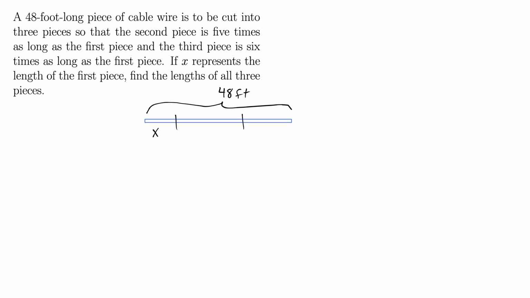Let's see. Okay, so we have the second piece, 5 times as long. So the second piece is 5 times as long as the first piece. So I'll write 5x there. All right, moving on. The third piece is 6 times as long as the first piece. So here's our third piece, 6x.